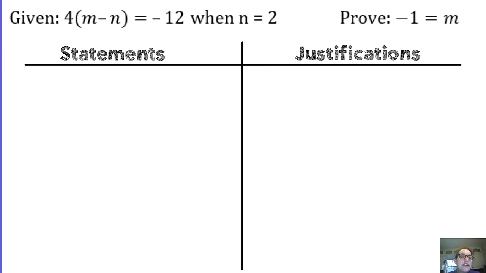Our next proof has a given of 4 times m minus n equals negative 12 when n equals 2, and we are trying to prove that negative 1 is equal to m. So first thing you always start with is your given. So let's copy it down exactly as we see it. We're not going to change a single thing.